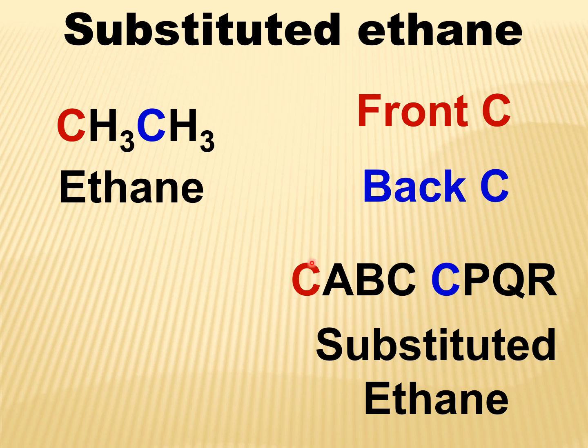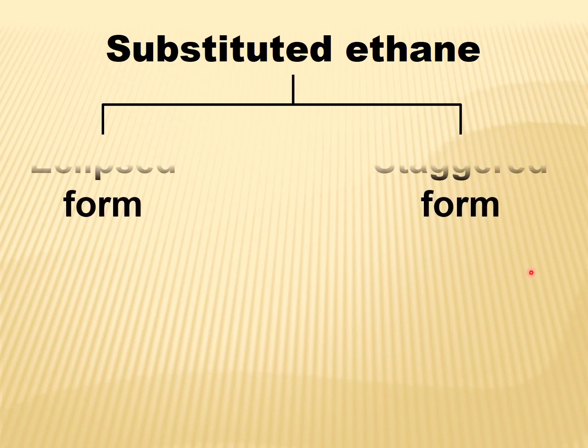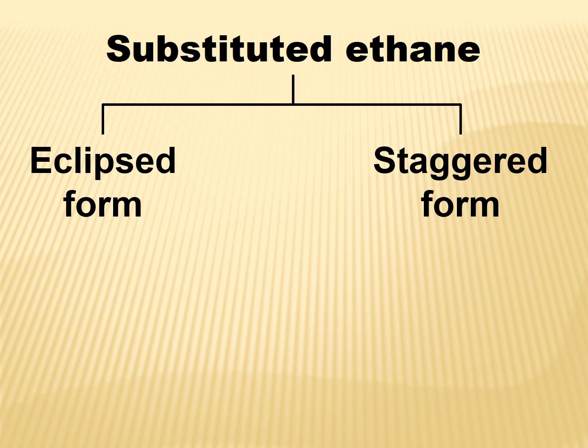So this one becomes the front carbon. A, B and C are attached to the front carbon. P, Q and R are attached to the back carbon. Now, substituted ethanes are of two types. One is called the eclipsed form and the other is called the staggered form. What is eclipsed and what is the staggered form?